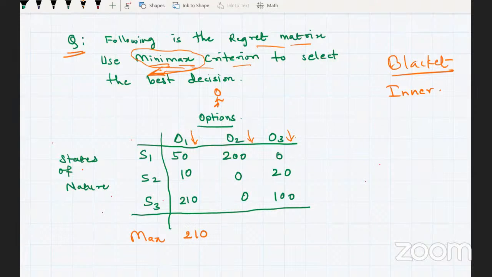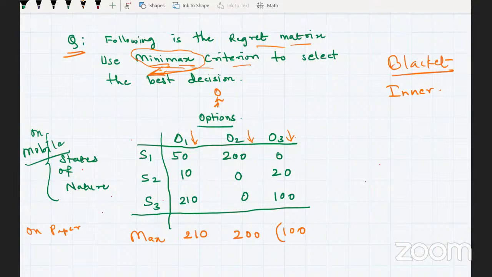210. Again, this is on paper. You are writing this on paper, and this part is on your mobile. Correct? Do not copy the table on your paper. It is not required. It is not necessary. Okay? So this is the first maximum. In the second column the maximum is 200 and in the third column the maximum is 100. Now take the minimum from these. The minimum among them is this 100.